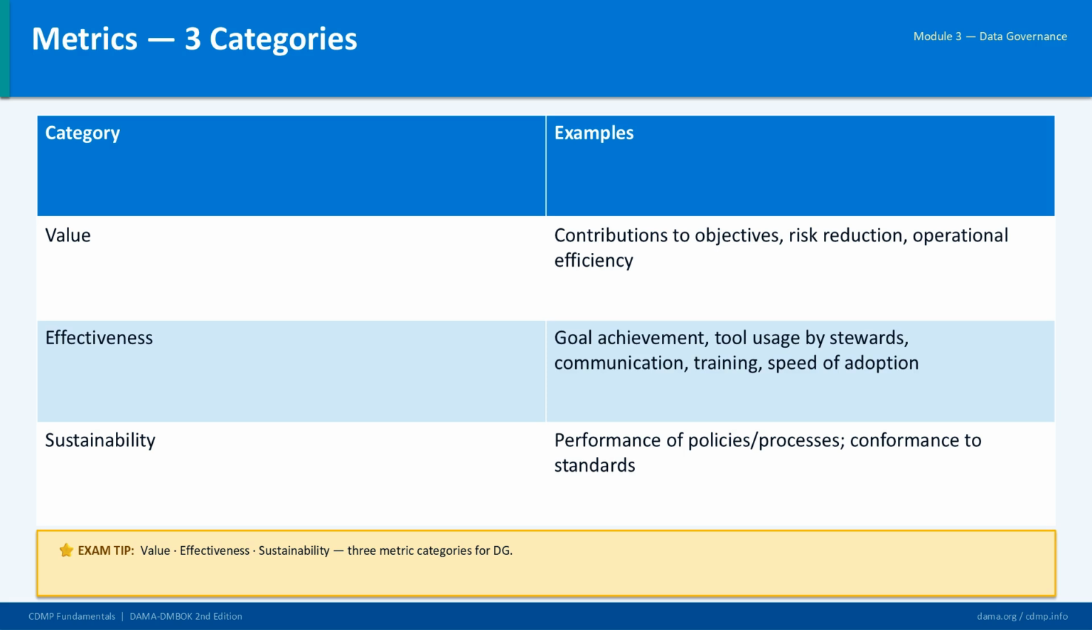And sustainability metrics look at whether the policies and processes are performing and whether staff are conforming to the standards. On top of those 3, there's also compliance to regulatory and internal data policies. So, value, effectiveness, and sustainability, 3 categories that the exam expects you to know.